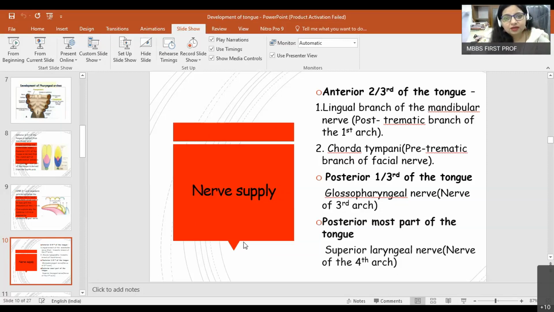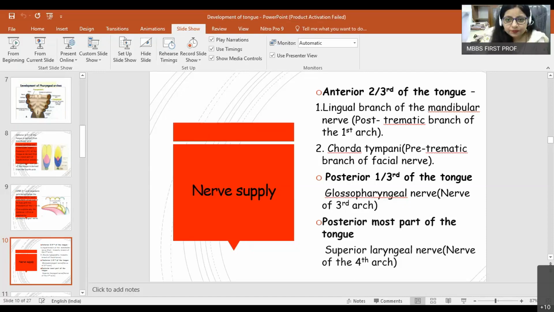Pharyngeal arches and their nerves. Now, I'll tell you how this thing is there. Actually, each of the pharyngeal arch has got full nerve supply in poor animals. But this is not the case in human beings. In human beings, only the first arch has got dual nerve supply.